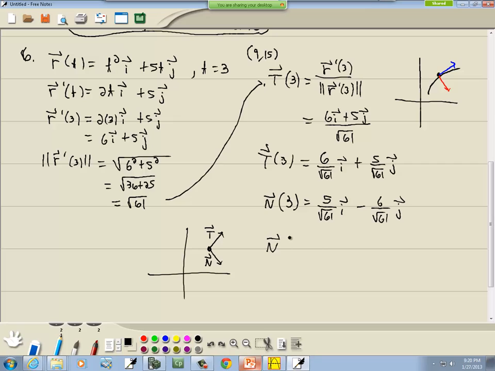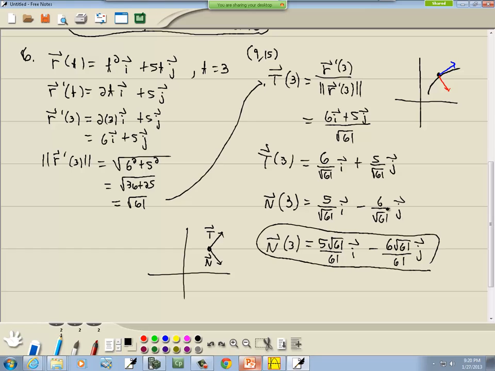So, multiply top and bottom by square root of 61. So we got 5 square root of 61 over 61 i minus 6 square root of 61 over 61 j. And that's our answer. Now again, this swapping business here only works with 2 dimensions, and you have to make sure your signs are correct.